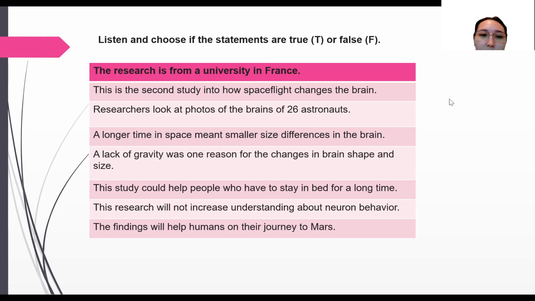A longer time in space meant smaller size differences in the brain. False. Okay. A lack of gravity was one reason for the change in brain shape and size. Okay. This study could help people who have to stay in bed for a long time. Is it true or false? Yes. True.